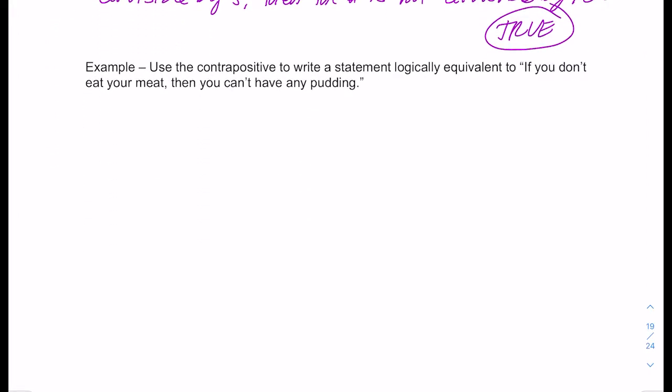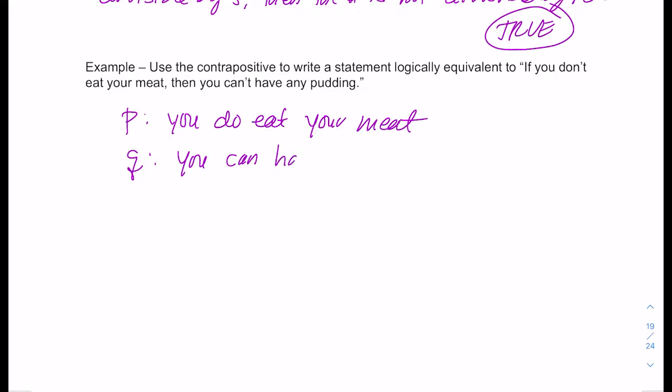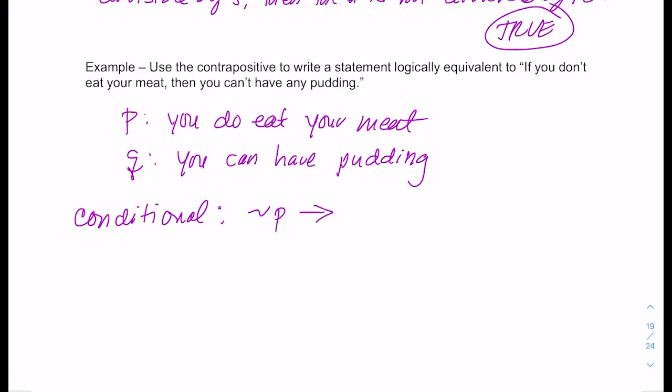The last thing we're going to do here in this example is use the contrapositive to write a statement logically equivalent to, if you don't eat your meat, then you can't have any pudding. So here we're going to let P be, you do eat your meat. And Q is going to be the second part of the statement, you can have pudding. So the first thing we're going to do is write our conditional. So it says if you don't eat your meat. P is you do eat your meat. So if you don't, it would be the not P. Then you can't have any pudding. So Q is you can have pudding. So you can't would be not Q. So that's my conditional.